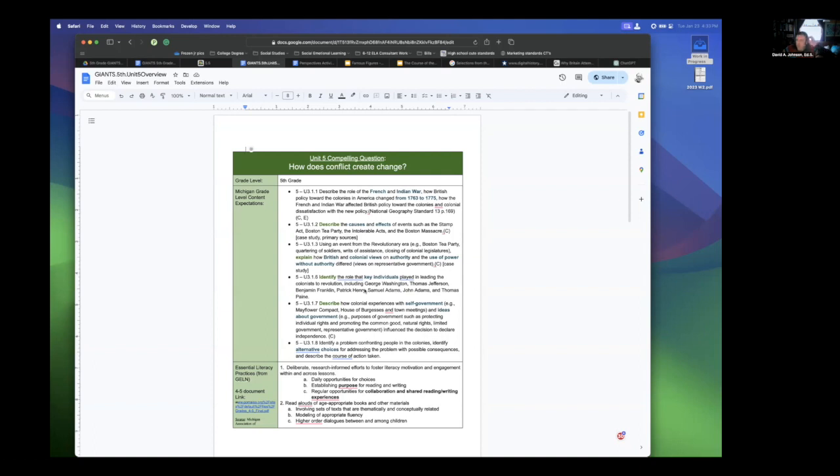So, content wise, we're looking at the 3.1s. If you are following your content expectations verbatim, we're looking at most of the 3.1s, with a couple of those creeping up again in the next unit as well, along with the 3.2s on the Revolutionary War.